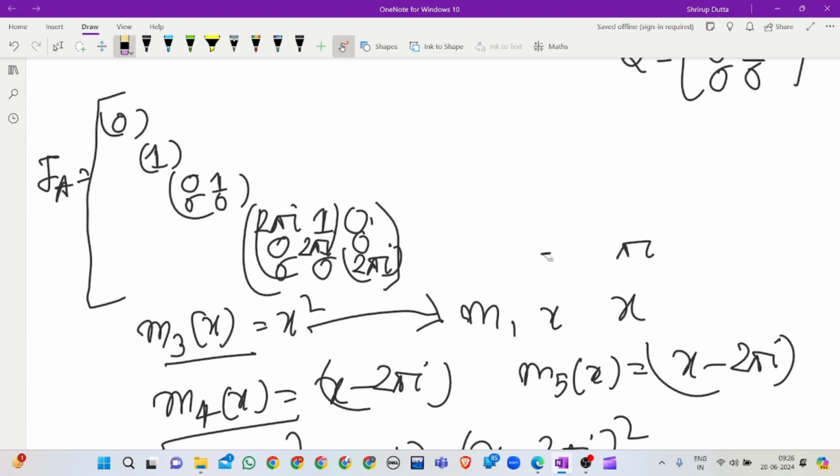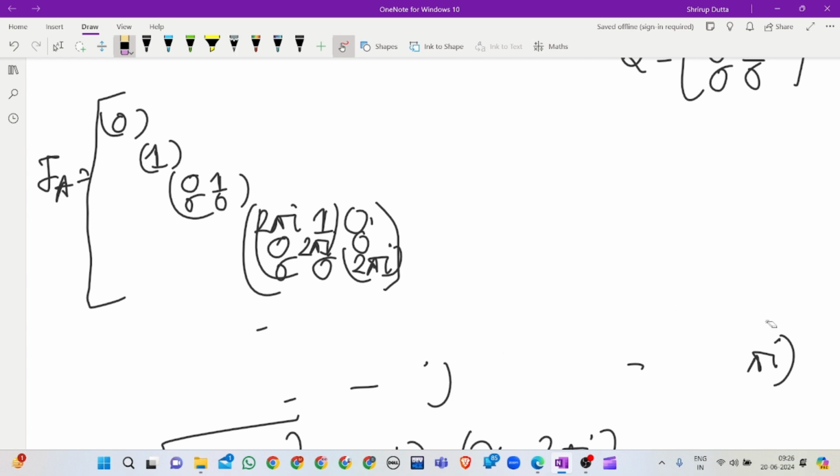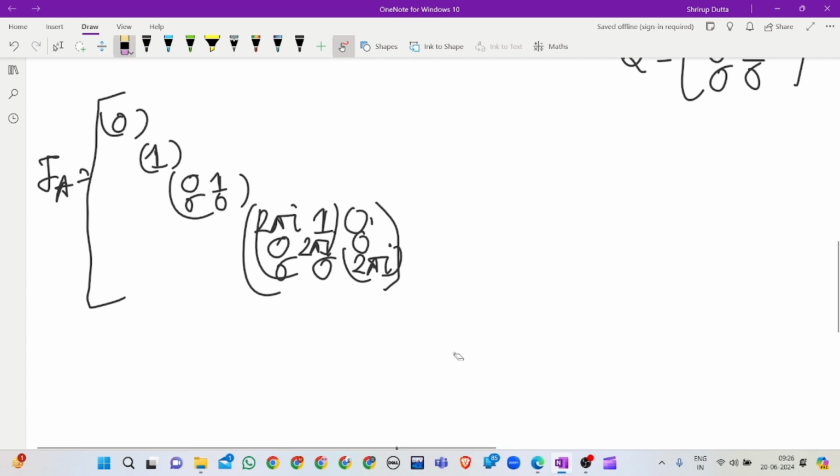So, to find all of its eigenvalues, the eigenvalues are given. The eigenvalues are 0, 1 and 2 pi i. Now we have to find the eigenspace, the dimension of the eigenspace.